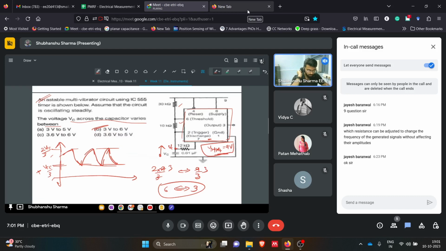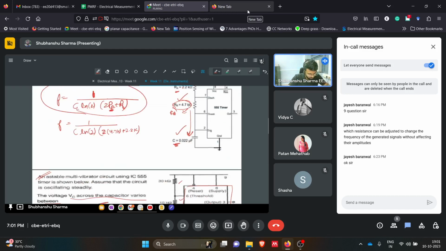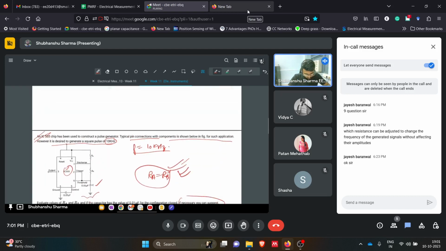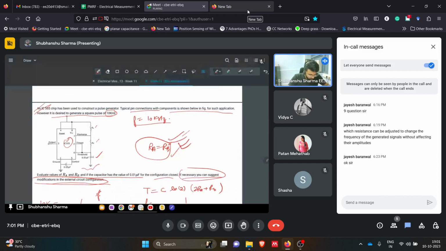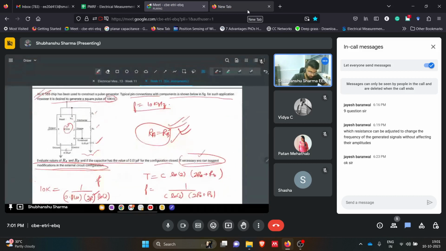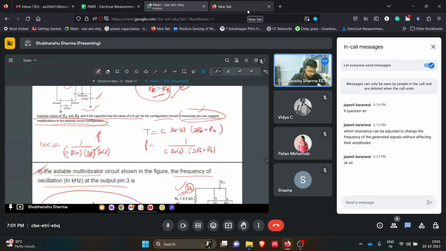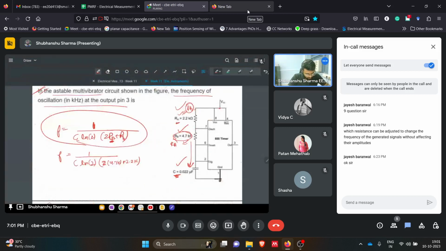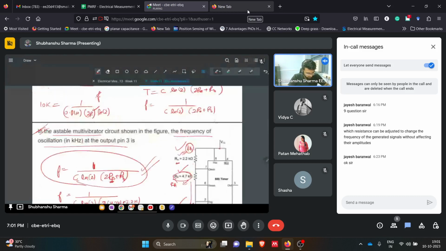For astable multivibrator, you saw the questions where you didn't know about RA, RB. You assume these values because they already told you, if you want to do some modification, you can do it in the external circuit. You made this RA equal to RB. Then the next question, there you already know RA, RB, but you have to calculate the frequency. So this is the second type.